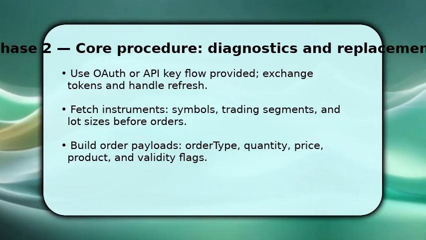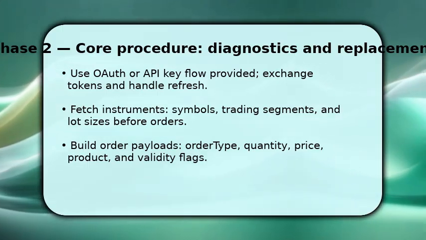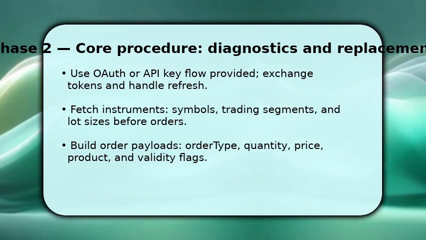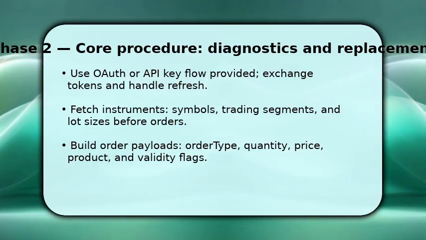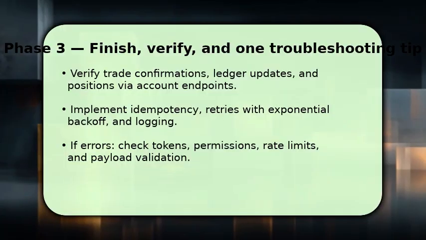validity. Make the place order call and check the response for order ID. If successful, poll order status until it's confirmed to complete the execution. You finish by confirming trade execution. Check the trade confirmation endpoint, reconcile ledger and positions, and ensure fills match expectations.